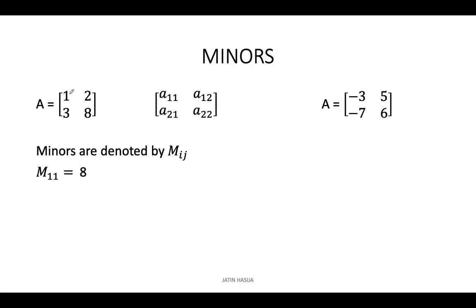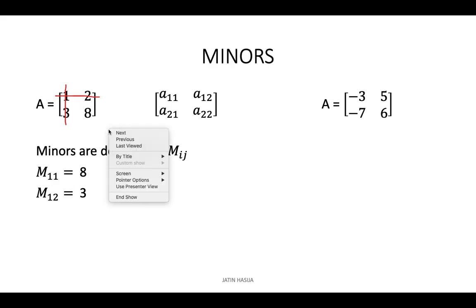How to find the minors? If I talk of this element, ignore this particular column and ignore this particular row. You will be left out with one element which will be its minor. Similarly, for M12, I am talking of this particular element. Ignore this row and ignore this column. We will be left with 3.